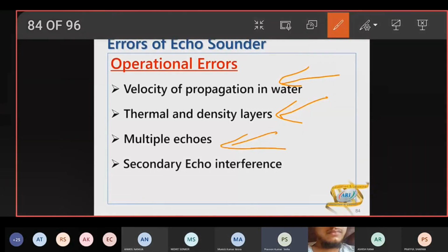Then there is something called multiple echoes and secondary echo. These are the results of wrong range selection. आप लोग सभी लोगों ने रडार पढ़ा हुआ है. Multiple echoes on radar. Can somebody explain to me? Yes, gentlemen. What is multiple echo on radar?